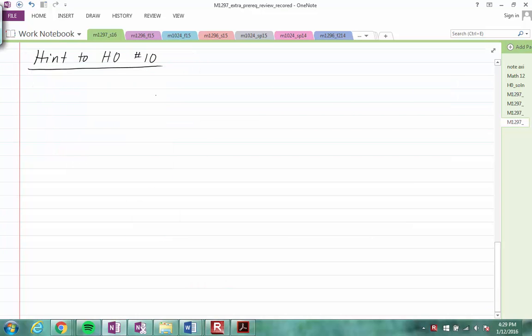Next, I'm going to give you a hint to homework 0, number 10, if you need it. So number 10 is the integral of x cubed times ln of x squared.